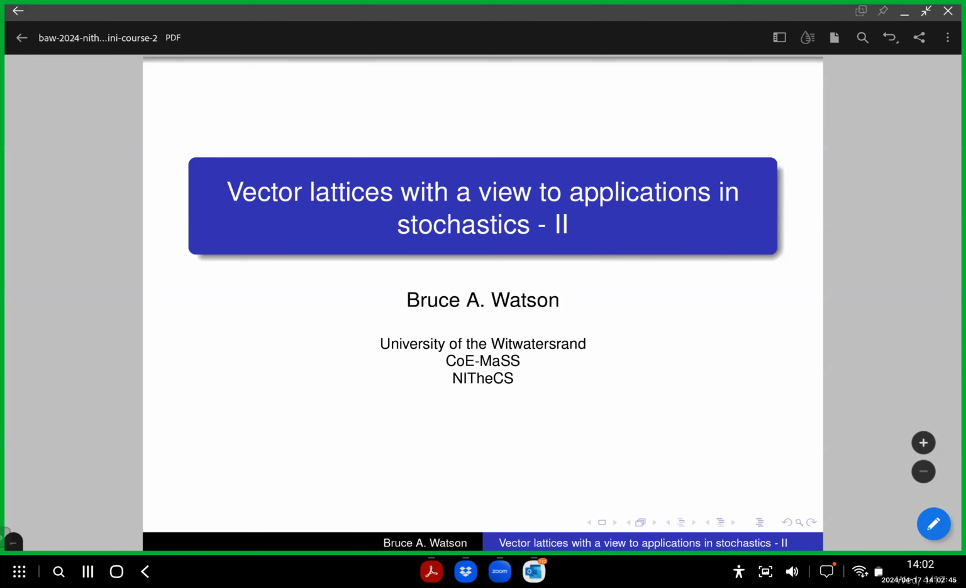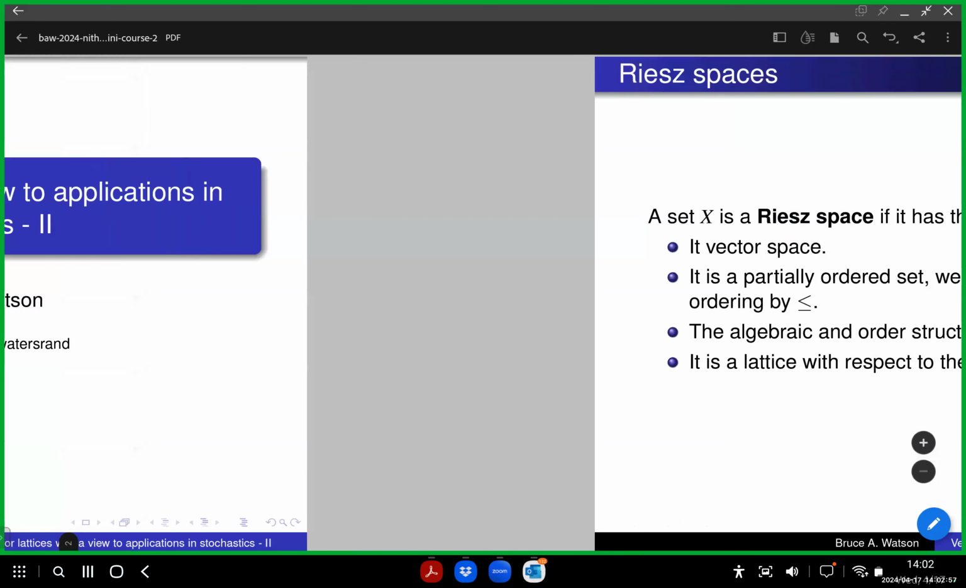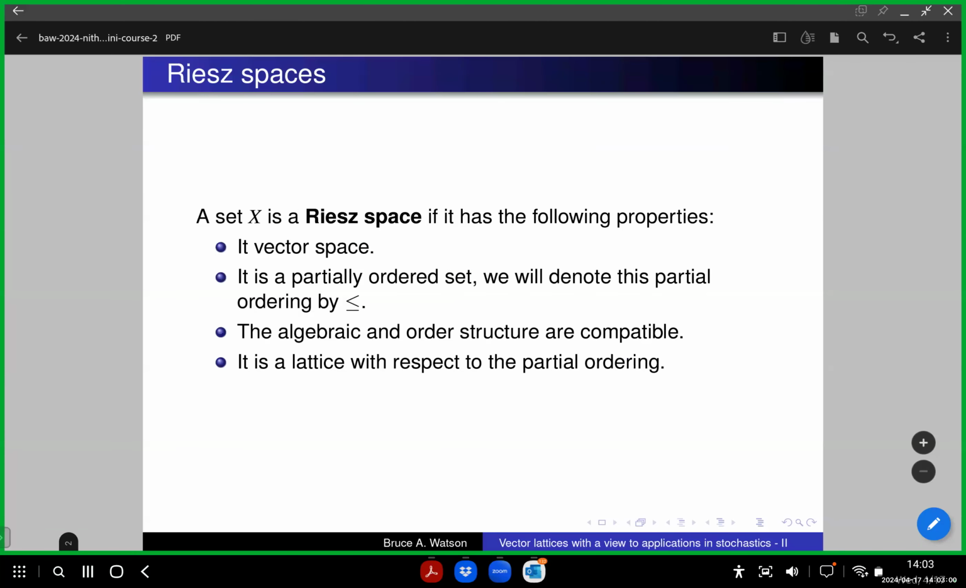Those of you who joined us last week would have heard the first lecture on the basics of Riesz space theory, vector lattices, as they're also known. Just to refresh you, I'll give you a one-slide recap of what a Riesz space is. For a set X to be a Riesz space, it has to be a vector space. For everything we're doing in this seminar series, we assume it's a real vector space, so a vector space over the reals.